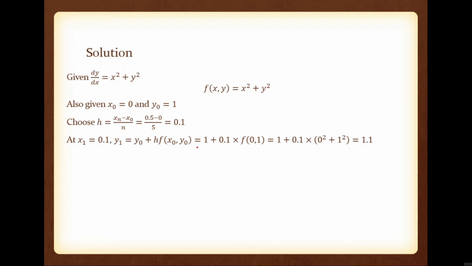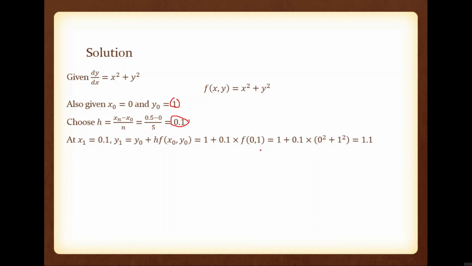That is equal to y0 is 1, that is given here, plus h is 0.1, so plus 0.1 into f of x0 comma y0. So f of x0 is 0, comma y0 is 1. So f of 0 comma 1 means we have to substitute these 2 values into this equation. Replace x with 0 and y with 1. So what is f of 0 comma 1?